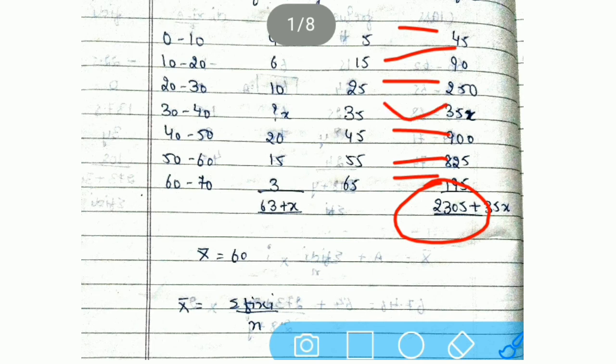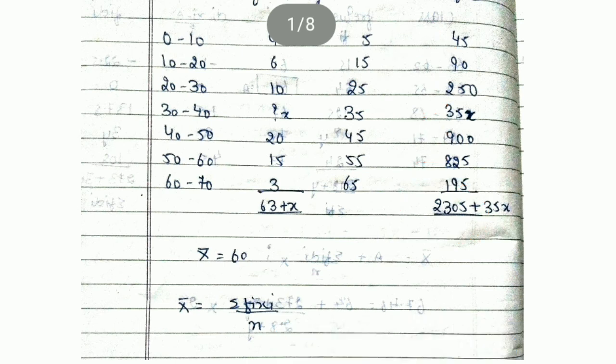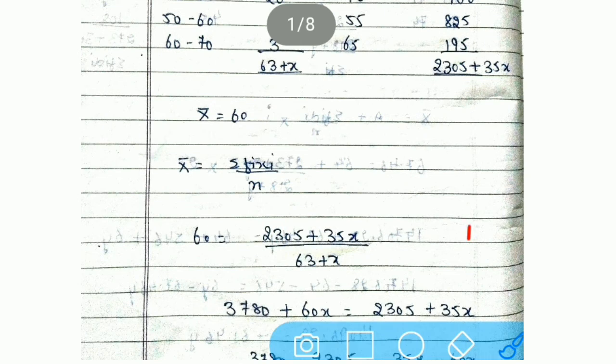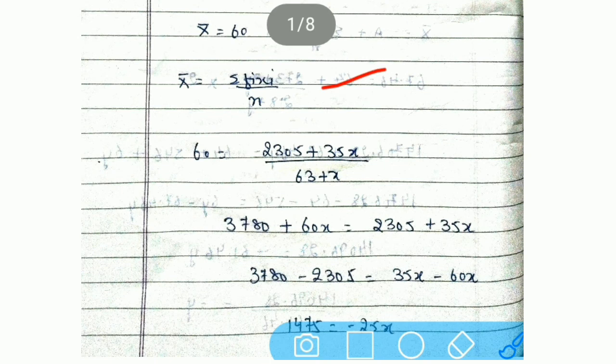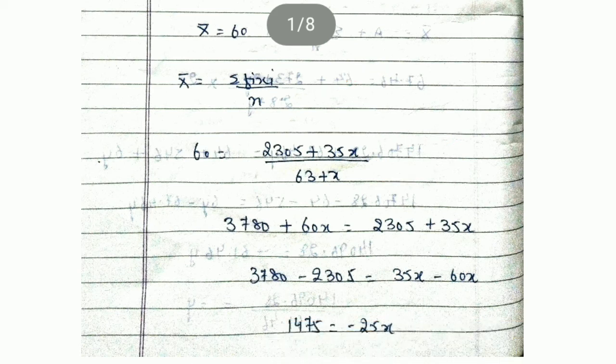Now see, this value is not added in the total. Why? Because 35 is multiplied with x and the x value is not there with us. So just do the total of all these values except the 35x. So the total of all these values is 2305 plus 35x. So this is your sigma fi xi. Now put this sigma fi xi into the formula. So see, here we have put sigma fi xi divided by n, that is 2305 plus 35x divided by 63 plus x.